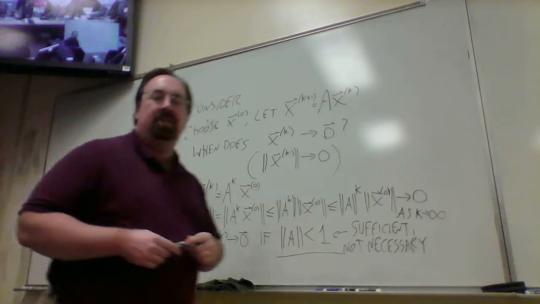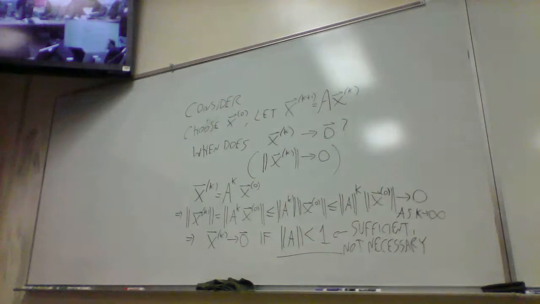Okay, but if the norm of A is less than 1, then it's guaranteed to converge. Yes, that definitely will happen. Yeah, and sometimes it's easier to prove that than any alternative. But yeah, that gives you a little wiggle room. Okay.